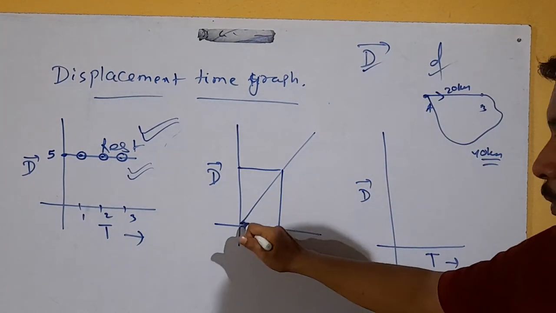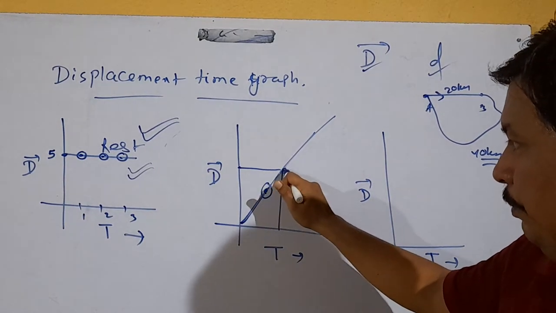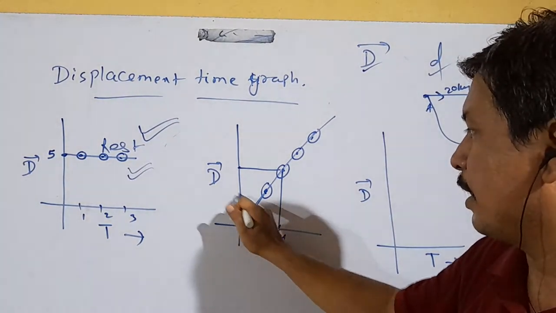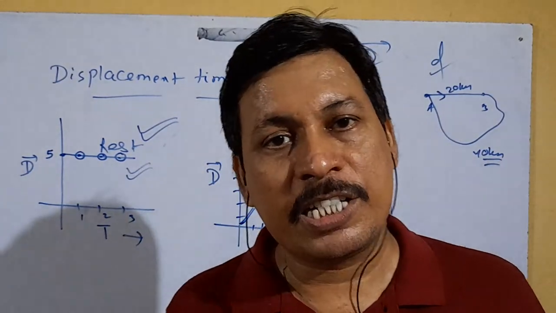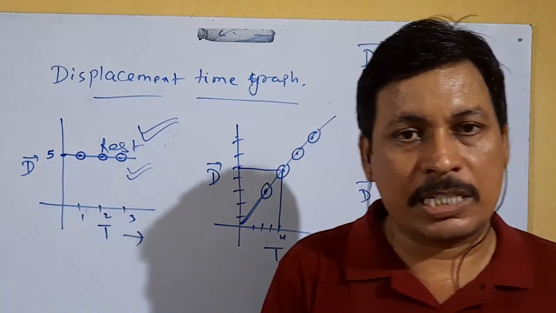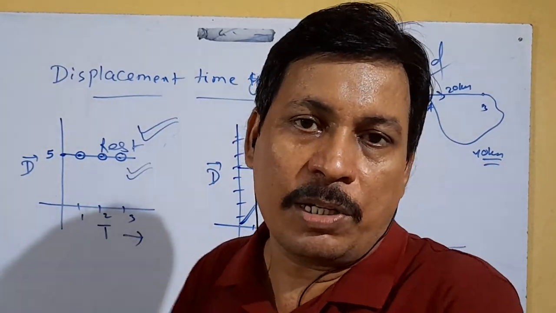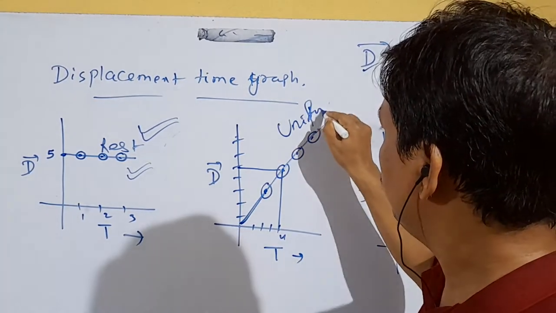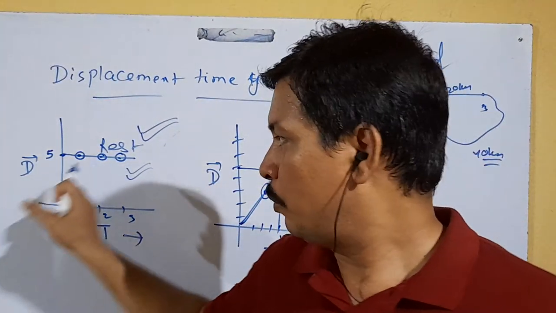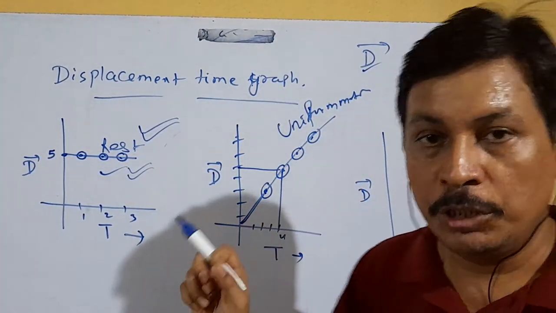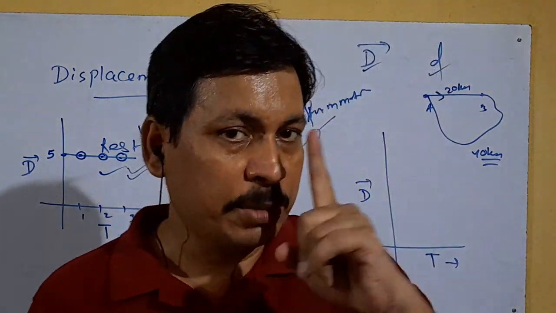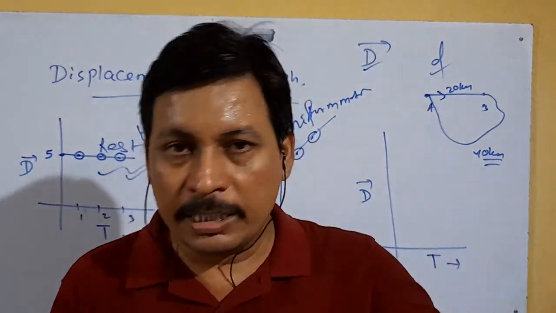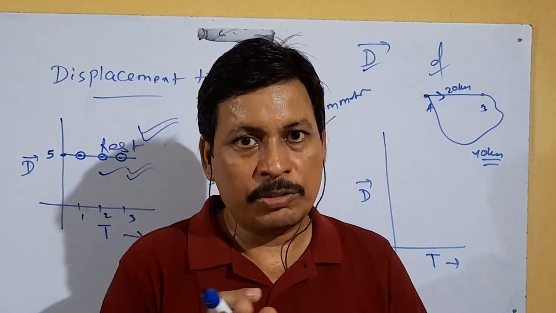Similarly, look at this graph. Time is increasing as 1, 2, 3, 4, and simultaneously displacement is also increasing: 1 hour 2 km, 2 hours 4 km, 3 hours 6 km, 4 hours 8 km, like that. Equal distance in equal intervals, so this graph shows uniform motion. This one shows the body is at rest, and this is uniform motion. Understood? If the graph is parallel to the time axis, the body is at rest. If it is neither parallel to the time axis nor to the displacement axis, the body is in uniform motion.